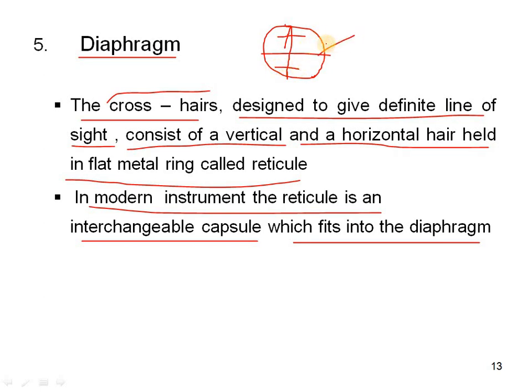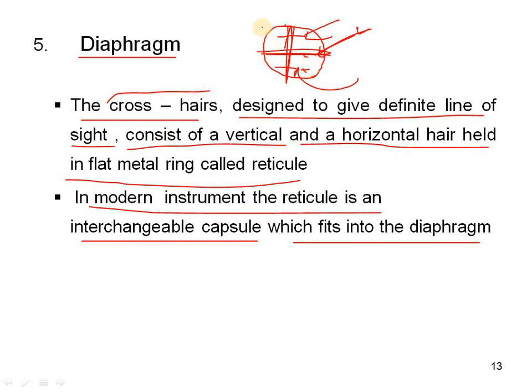So you can see this is the center of the line of portion, and we will call it the line of sight also, that is mentioned as well. And these are nothing but the crosshairs. You can see these upper, down and middle lines, we will call them crosshairs. It is designed to give the definite line of sight, and it consists of a vertical and horizontal hair. So this one is called vertical and these portions are called horizontal hair.